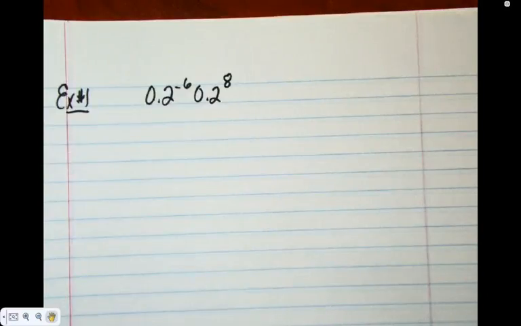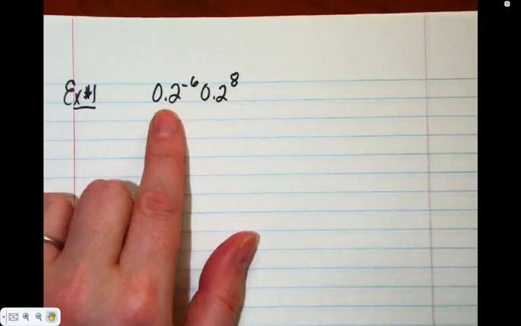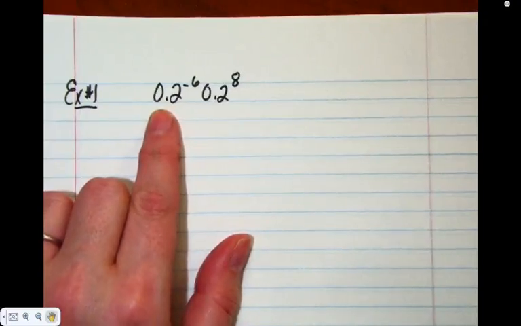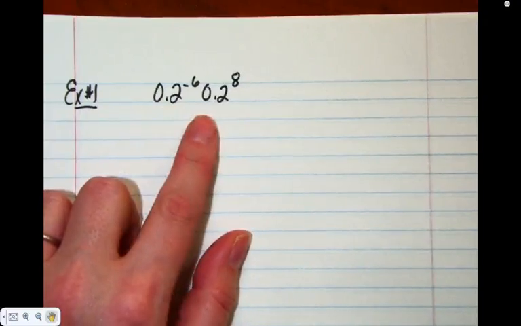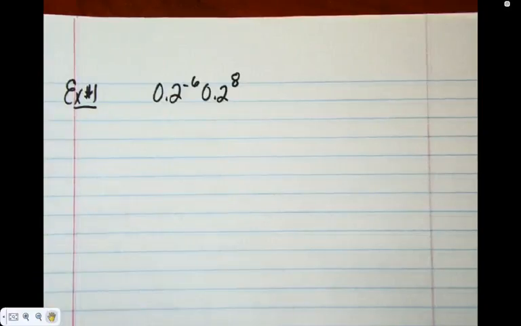You would have done questions like this last year. The only difference is we wouldn't have given you a base that was a decimal. So we might have given you 2 to the negative 6 times 2 to the 8, but never 0.2 and 0.2. That's the only thing now is we're just adding decimals and fractions.